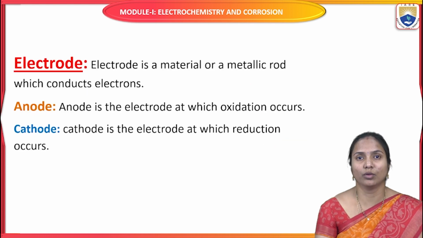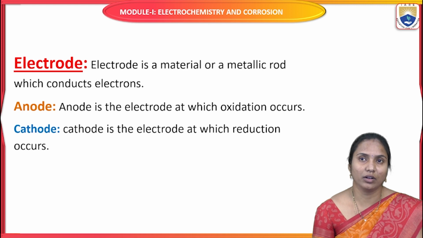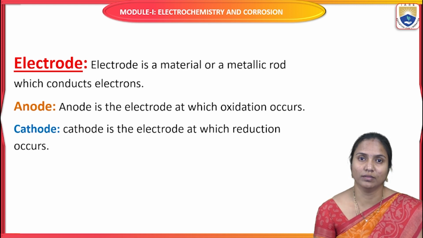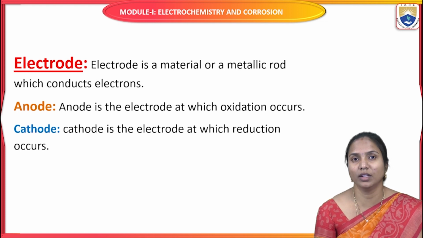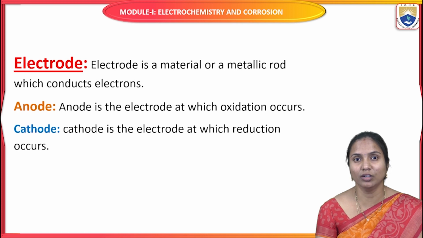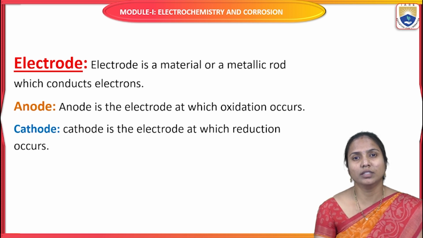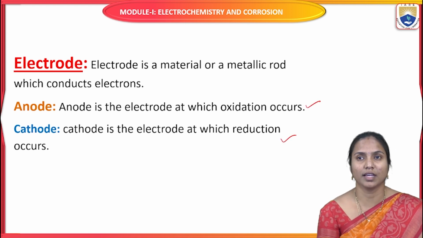Now let's discuss the electrode. What is the meaning of electrode? An electrode is a material or metallic rod which conducts electricity. Electrodes are generally of two types: one is anode, another one is cathode.